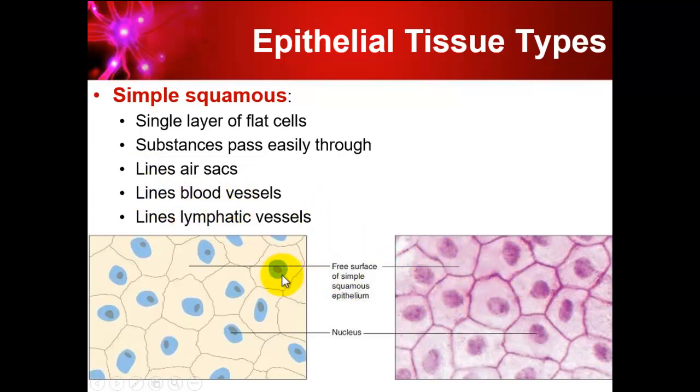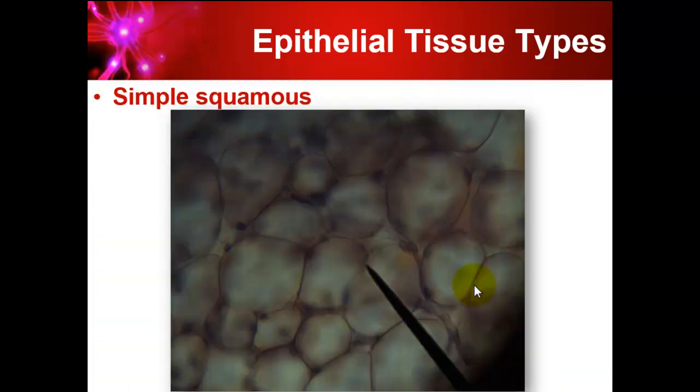So over here, now this is supposed to be the drawing, and then this is a textbook version of a picture as if you're looking down on top of it. If you're looking at it from the side, it's very thin. And that's a picture from our lab. So that is some simple squamous epithelium. And you can kind of see by looking at that how thin the cells are.